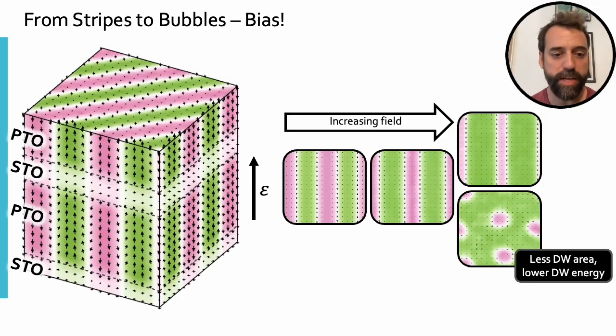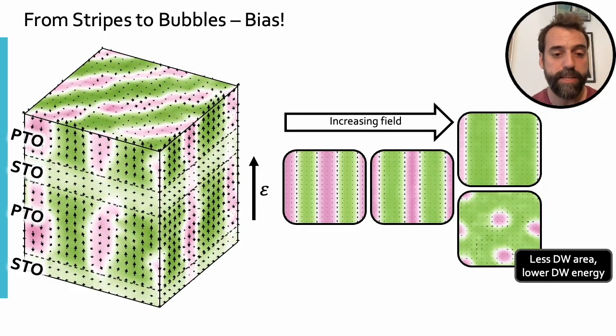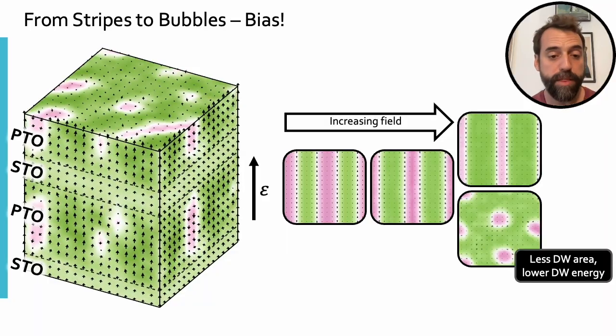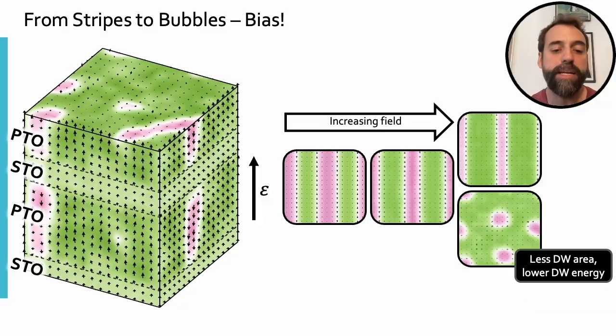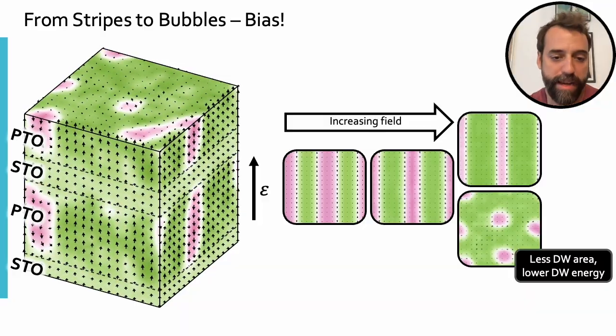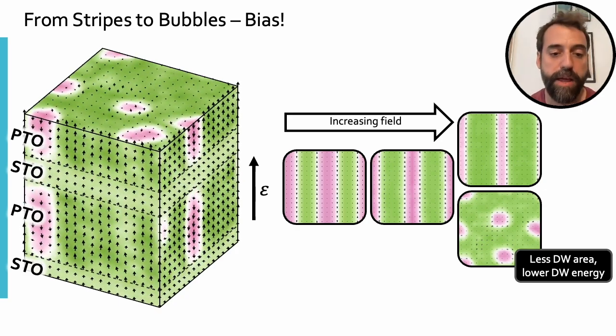So here's just a simulation where we have prepared our favorite PTO-STO superlattice in its ground state at 0 Kelvin. We now apply a field and we allow the system to evolve. And what we see is that the stripe domains very quickly break apart, and what we are left with are these bubble domains. So just to be clear, the bubble domains are minority domains that live in a matrix of majority domain, and that essentially span typically the whole thickness of the ferroelectric layer.